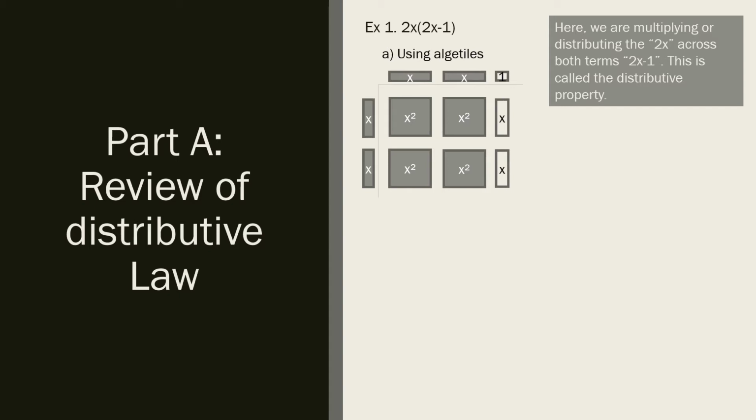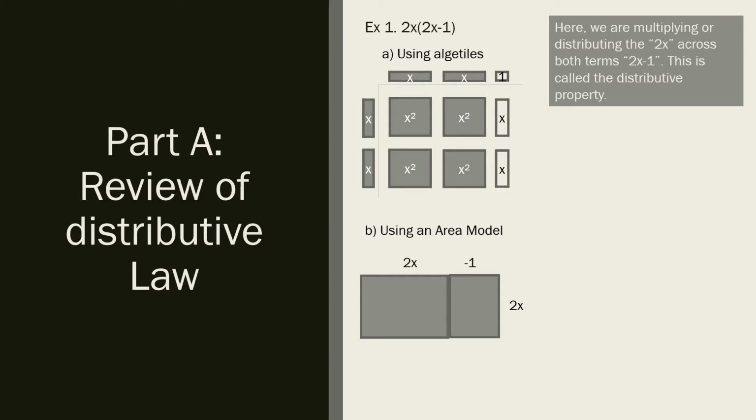The second method is through area models. We'll start with 2 rectangles. Place the 2x on the side since we're multiplying both terms by it. Then place 2x on one square and negative 1 on the other. Now we multiply. 2x times 2x equals 4x squared, and 2x times negative 1 equals negative 2x.